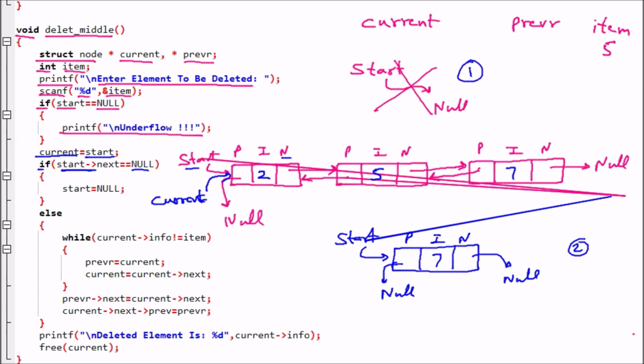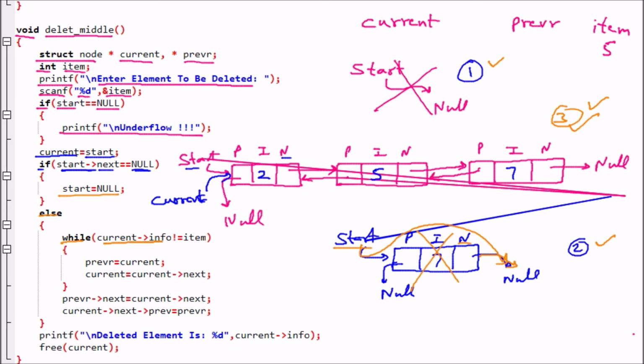If start next is null, yes it is null, so in that case start is set to null and we will delete this node. So that is case 2, but this is not the case we are working on. We want to work on case 3, where we have more nodes. So in case 1, no node is available. Case 2, only one node. Case 3, multiple nodes are present, then the else part will run.